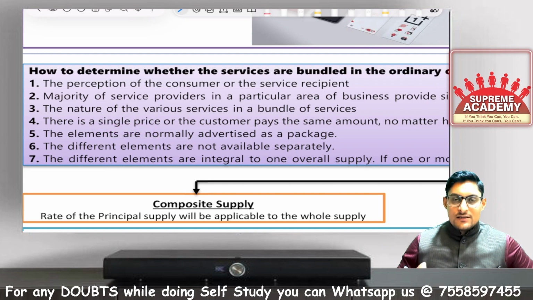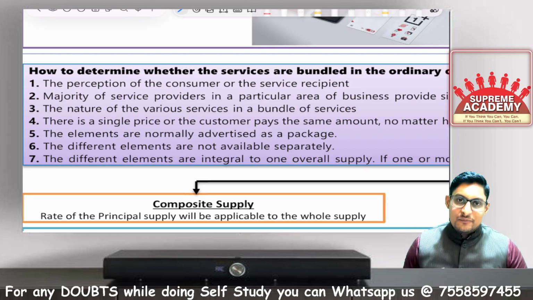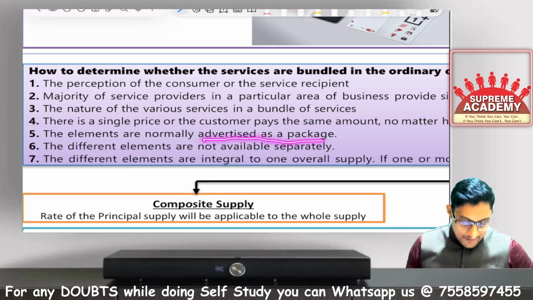I am ready to pay. The customer is demanding you to make this naturally bundled. So it is naturally bundled composite supply. Next, advertise as a package.